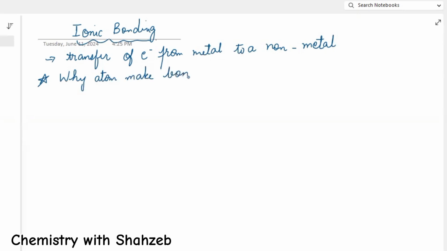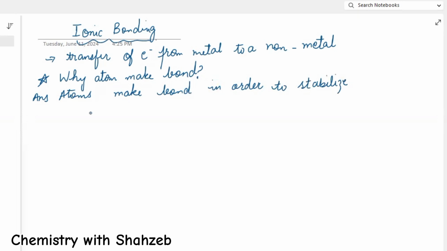The answer is that atoms make bonds in order to stabilize themselves, by moving from a higher energy state to a lower energy state.